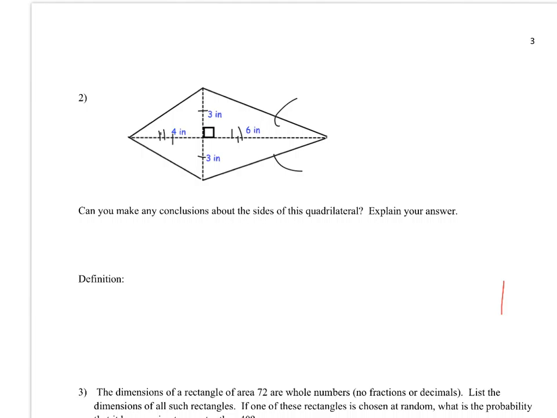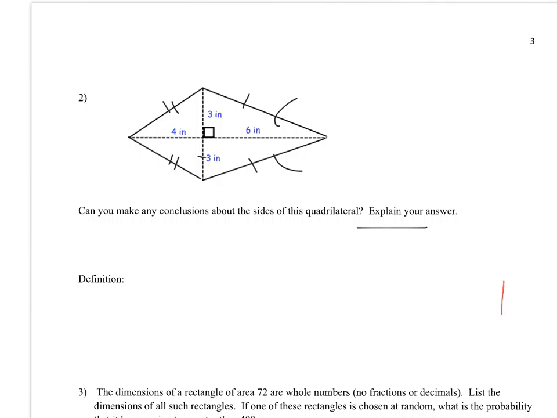So yes, they're congruent triangles, which tells me this segment is going to be congruent to this one, and this segment congruent to this one. Let me just erase my other marks. So can you make any conclusions about the sides of this quadrilateral? Yes, these two sides on the right are the same, and the two sides on the left are the same. We can prove that from doing congruent triangles.